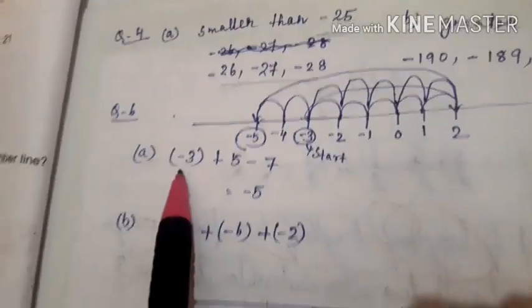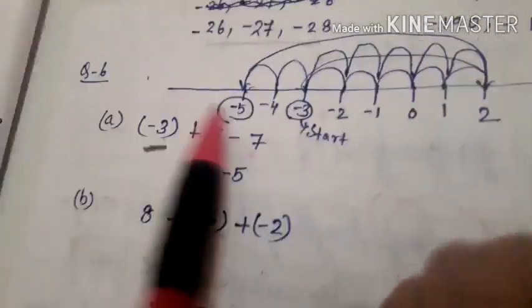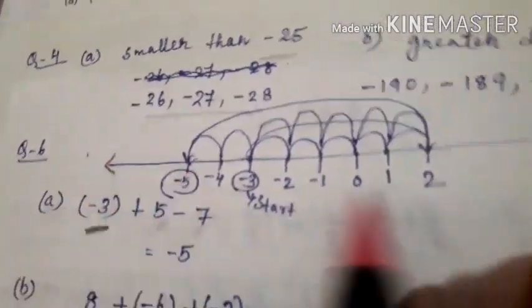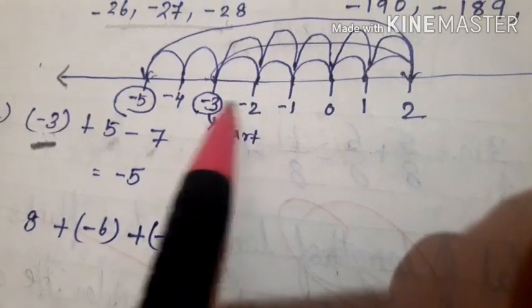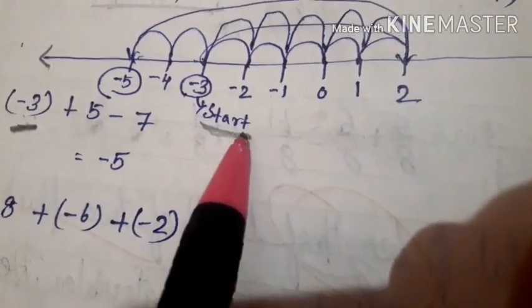Find the value on the number line. See, -3 plus 5 minus 7. Already I have told you, when you add these numbers on a number line, you first go to -3. You draw one number line, give an arrow mark here. Number line 0, first you start at -3, that is the starting point.